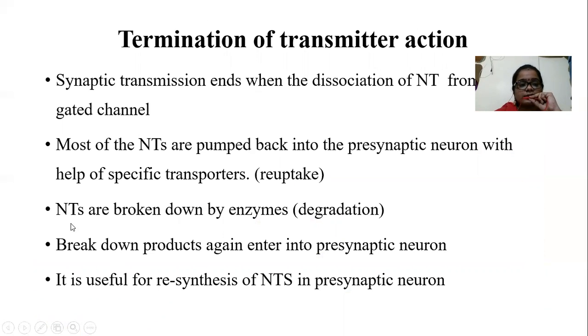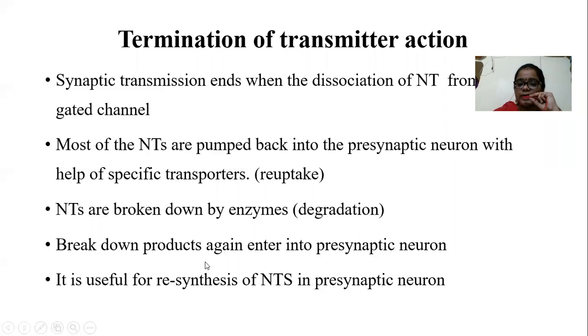The third step is that the neurotransmitters are broken down by enzymes. With the help of some specific enzymes, which we will discuss in further chapters like the cholinergic system and adrenergic system, the neurotransmitters will be broken down. That process is known as degradation.